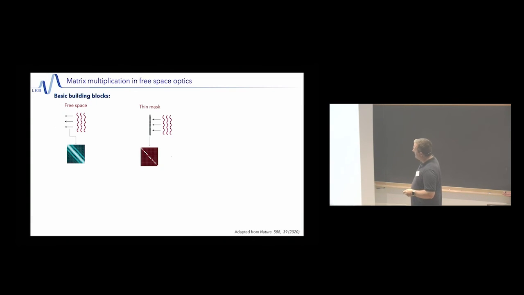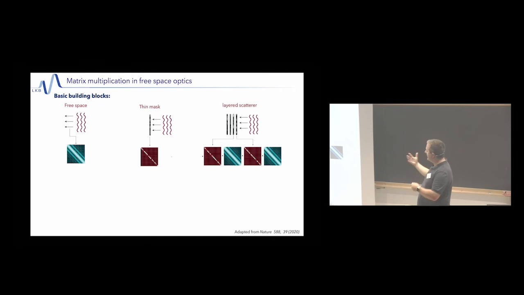Okay, passing through a thin mask is like multiplying by a diagonal matrix, where each element of the mask is basically one element of the diagonal matrix. And so if you stack them together, so free space, mask, you would get basically a multiplication of all these matrices that would result in a more dense and complicated matrix.